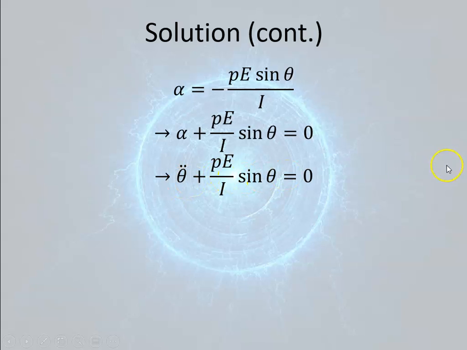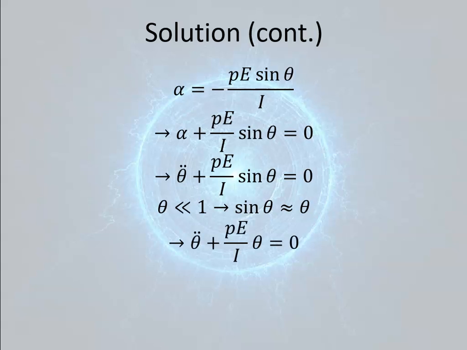So great, we have that. All right, what do we do with this? Well, the next realization is that we were told that we were dealing with small angle oscillations. And at small angles, sine theta is about equal to theta, assuming we're expressing everything in radians, which we should be. So using that, we have that theta double dot plus PE over I theta equals 0.